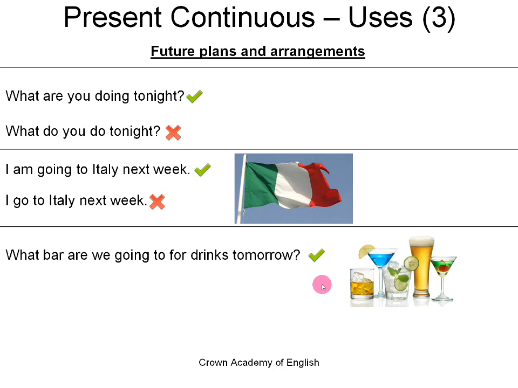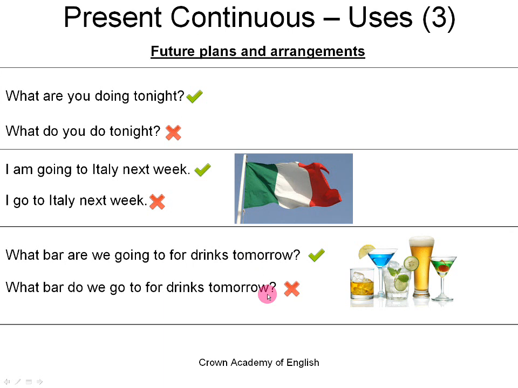What bar are we going to for drinks tomorrow? So here we have a question. In fact, we're using the present continuous in the question form. And here it is. What bar are we going to? Okay, so this is the present continuous. And it's tomorrow, so this is an example of future plans. And we do not say, what bar do we go to for drinks tomorrow?